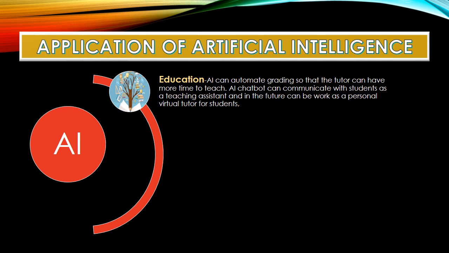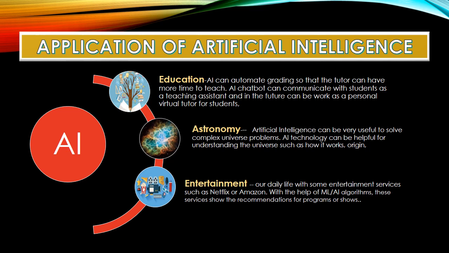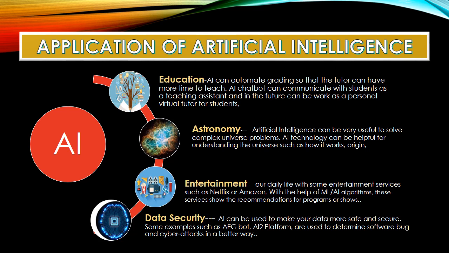Application of artificial intelligence. Education: AI can automate grading so that the tutor has more time to teach. AI chatbots can communicate with students as a teaching assistant, and in future can work as a personal virtual tutor for students. Astronomy: artificial intelligence can be very useful to solve complex universe problems. AI technology can be helpful for understanding the universe, how it works, its origin. Entertainment: our daily lives include some entertainment services such as Netflix or Amazon. With the help of ML, AI programs, these services show the recommendations for programs or shows.